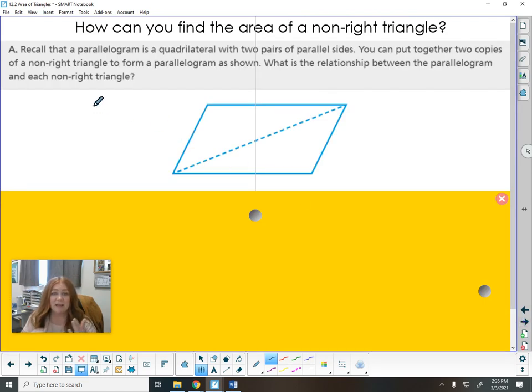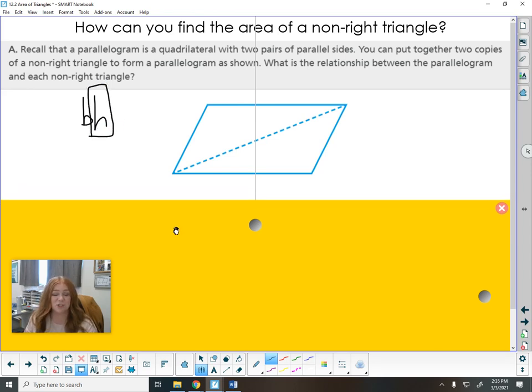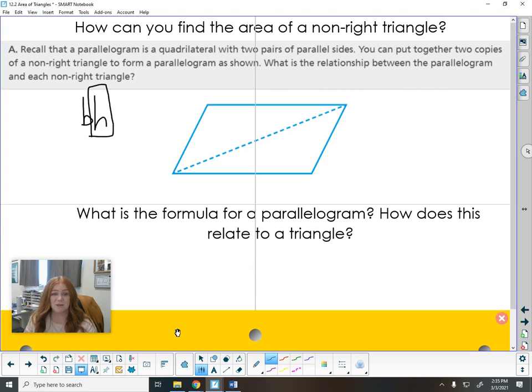Remember, parallelograms are rectangles that are slanted. They have 4 sides. We use that same formula, base times height. We can use the same formula here, but we've got to remember height goes straight up and down. So the formula for a parallelogram is base times height. How do you think that's going to relate to our triangle?